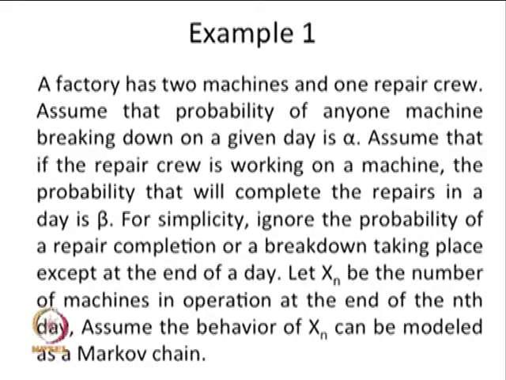and also, based on the clue, the number of machines working on any day depends on how many machines were working on the previous day and how many are under repair and so on. So, the dynamics of the number of machines in operation depends only on the number of machines working on the previous day, not on all the earlier days. Therefore, the memoryless property is satisfied by the stochastic process X_n. Therefore, this is called a discrete time Markov chain.